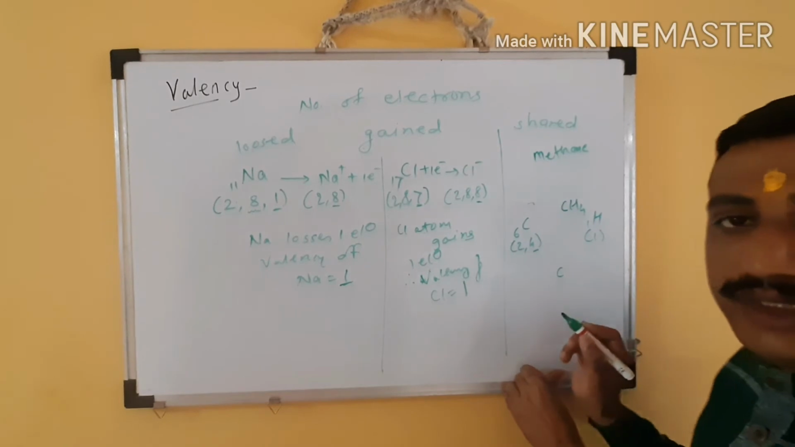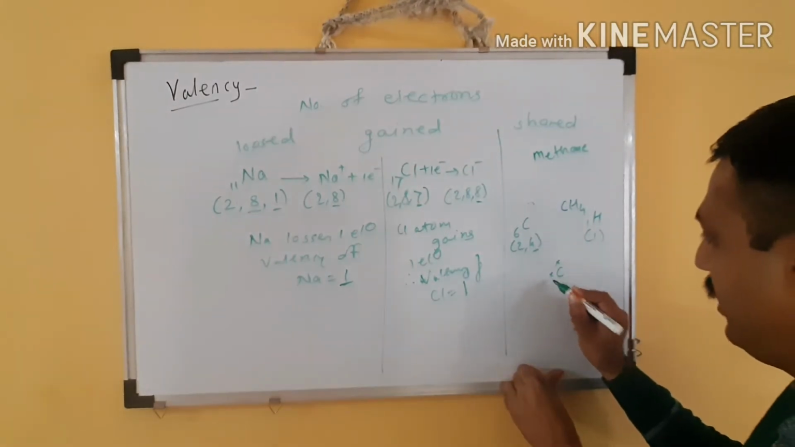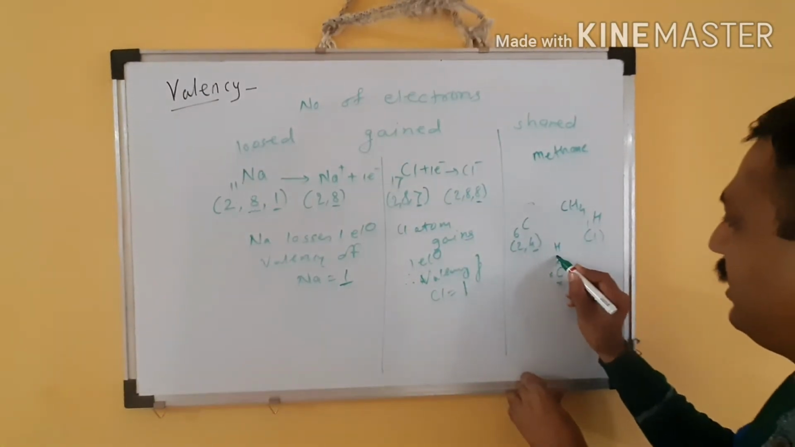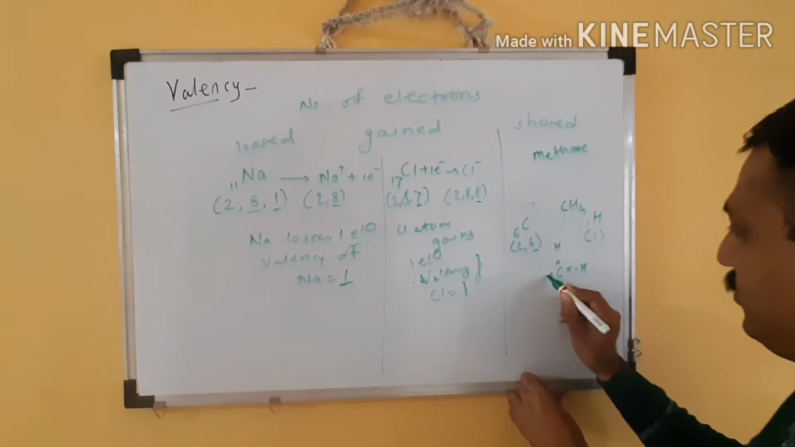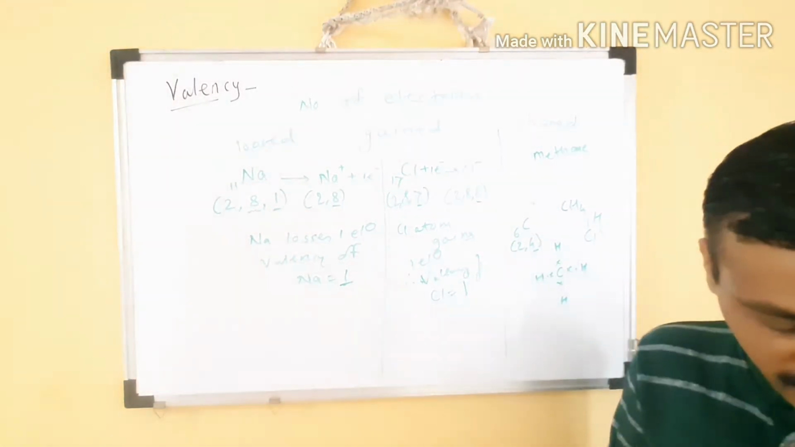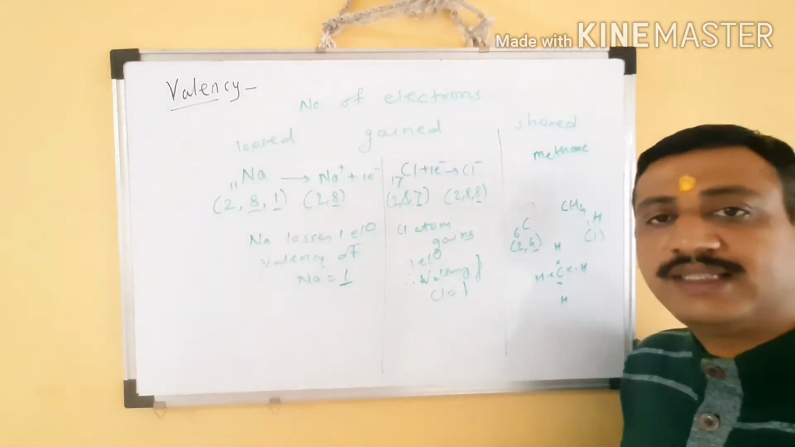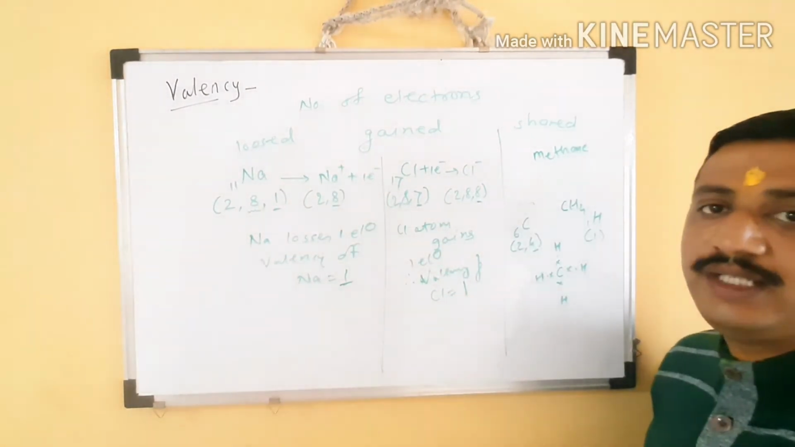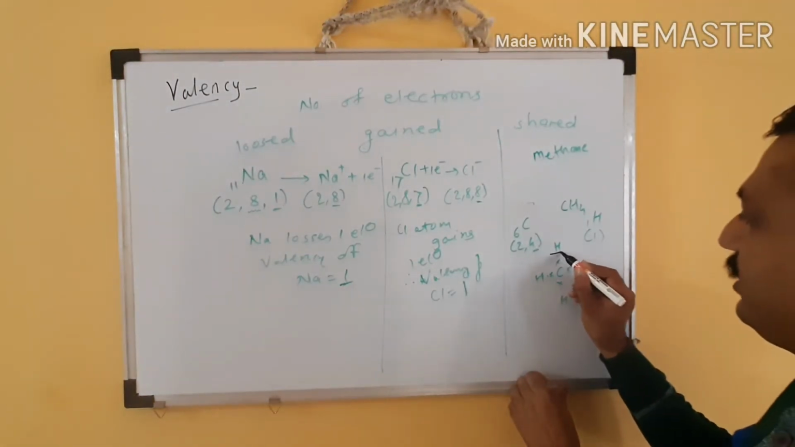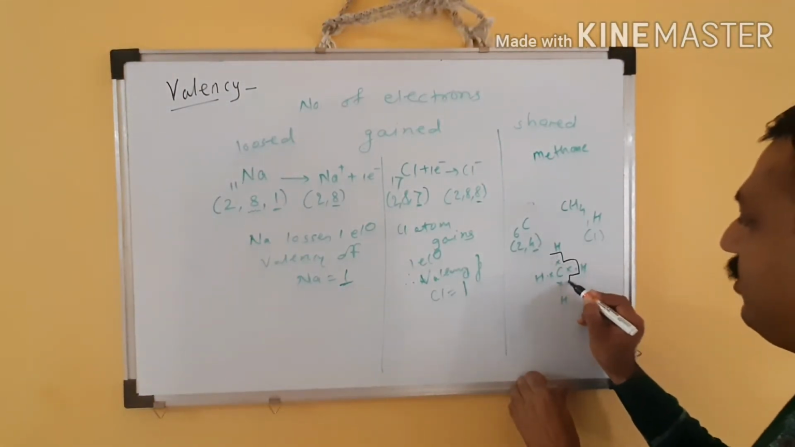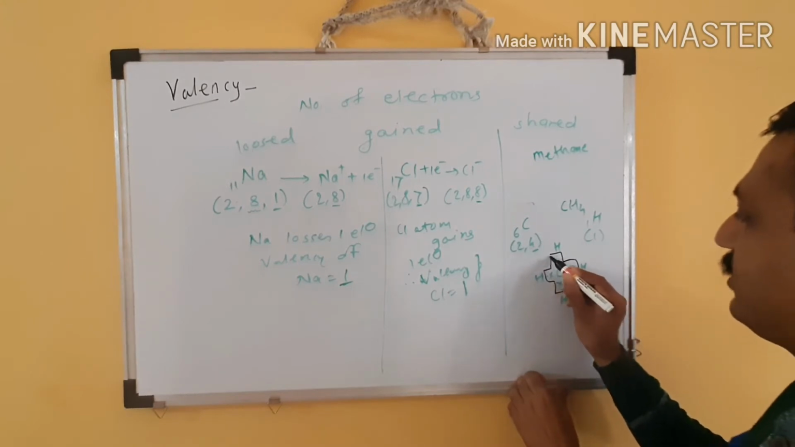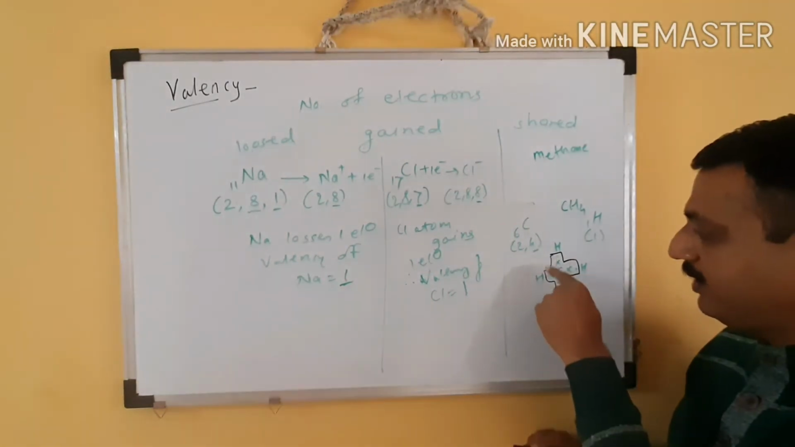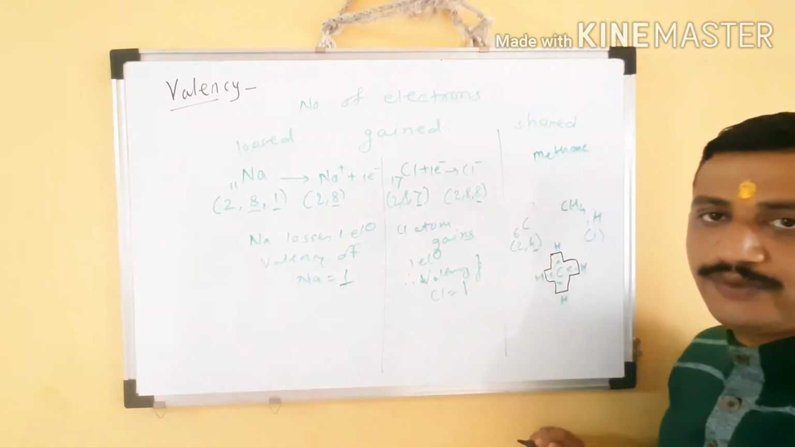Carbon has 4 electrons in the last shell. These 4 electrons of carbon, 1, 2, 3, 4, I have shown here. And there are 4 hydrogen atoms, each hydrogen atom having 1 electron in its last shell. So these are shown like this. Carbon already has 4 electrons in the last shell, and we know that an atom becomes stable if it has 8 electrons in the last shell. So here carbon shares its 4 electrons with the 4 hydrogen atoms, and the 4 hydrogen atoms share their electrons with the carbon.